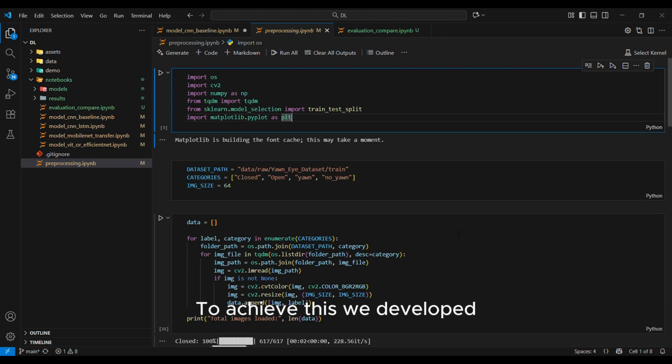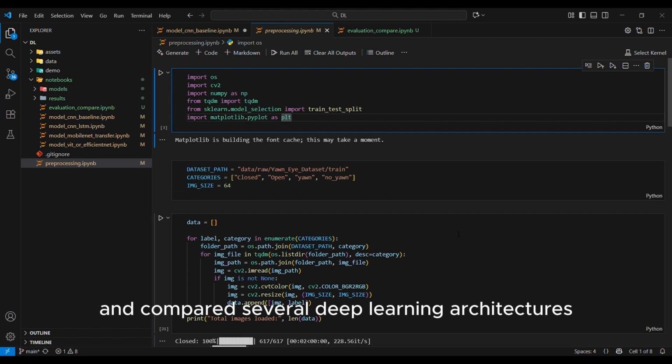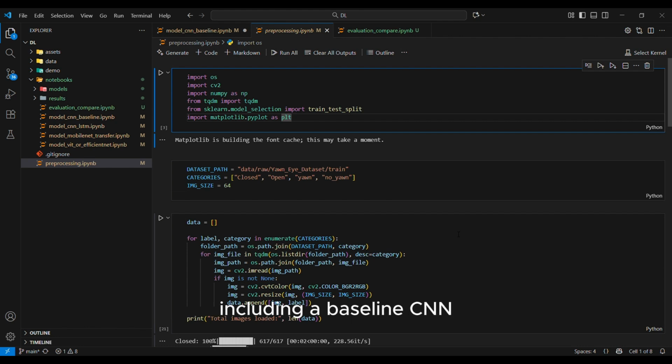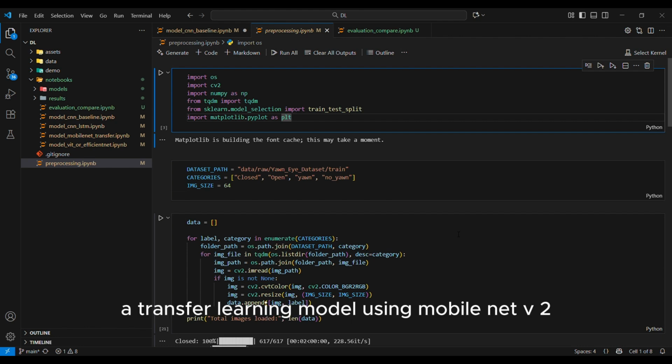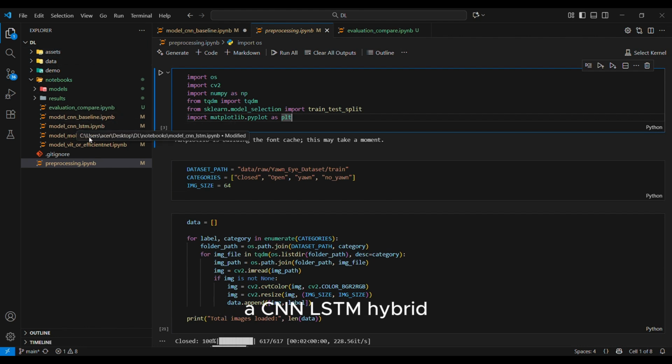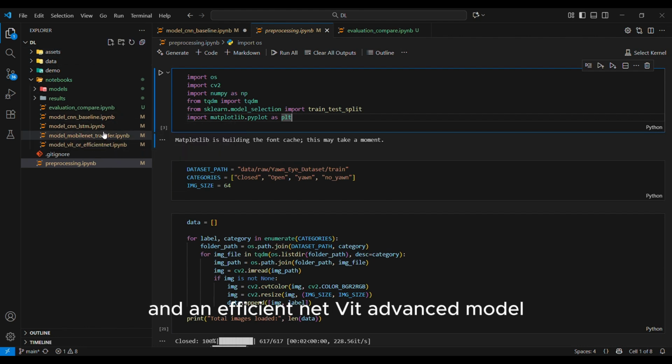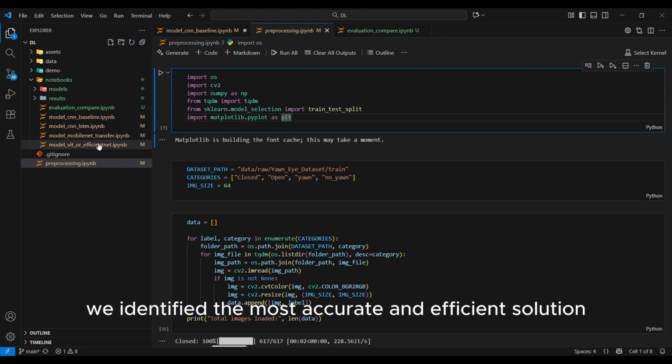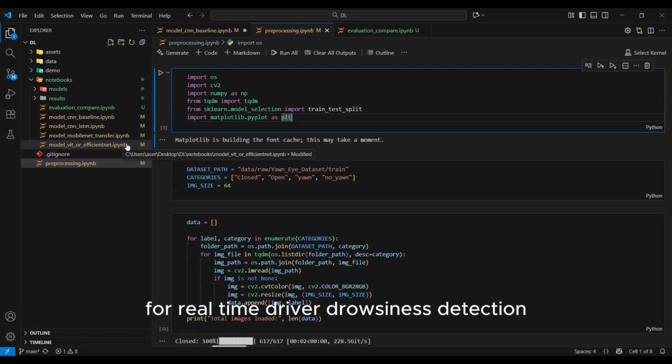To achieve this, we developed and compared several deep learning architectures, including a baseline CNN, a transfer learning model using MobileNet v2, a CNN LSTM hybrid, and an EfficientNet ViT advanced model. After evaluating each approach, we identified the most accurate and efficient solution for real-time driver drowsiness detection.